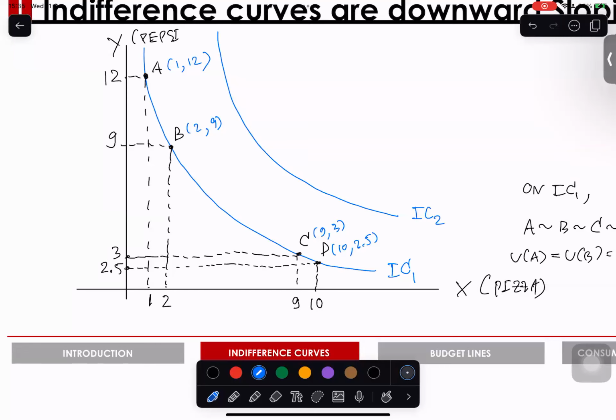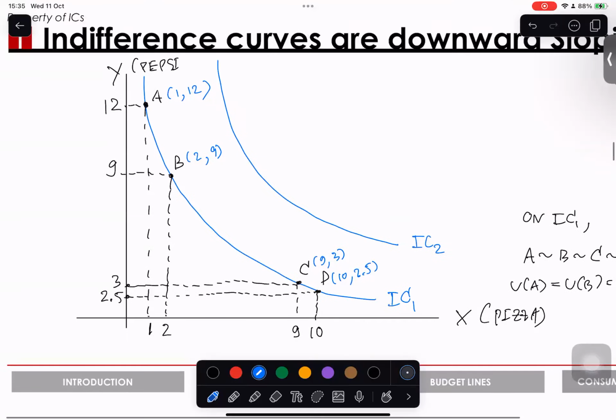Okay, start with A. What we should notice first, look at his basket. Wow, a lot of Pepsi, very few pizza, only 1 slice. He must be hungry but not thirsty here. Yeah, hungry but not thirsty.